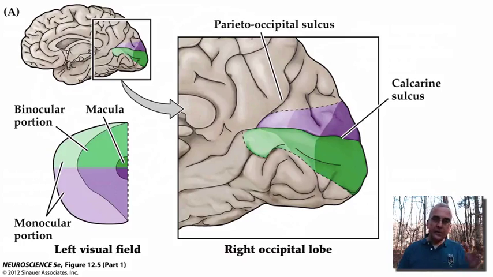So what we have then is an inversion of the representation of the world in the brain, such that the opposite side of the visual field is represented in one hemisphere, and the upper bank of the calcarine sulcus is representing the contralateral inferior quadrant of space, whereas the lower bank of the calcarine sulcus is representing the contralateral upper field.